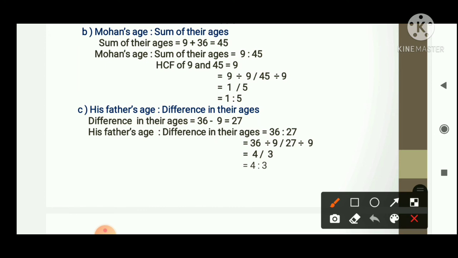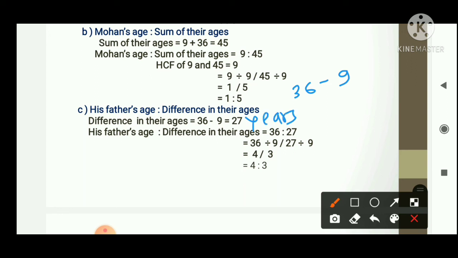Now see student, here father's age is given, 36 years. Now we have to find the difference in their ages. So how to get it? By subtracting Mohan's age from his father's age. So 36 minus 9, we get 27 years.